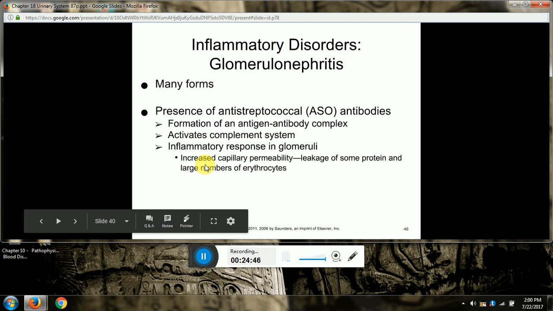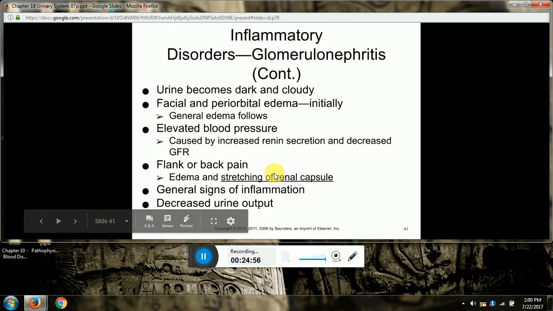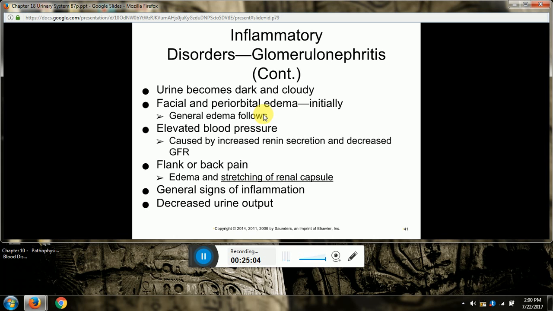That leads to the destruction of the capillaries in the kidneys and leaking of lots of protein and large numbers of red blood cells in urine. So if you look at the urine, it becomes very dark and cloudy because now there's lots of protein and lots of blood in there. Because of loss of the protein, there will be swelling and edema, especially in the face and around the orbit, around the eyes, so facial and periorbital edema. That's at first, and then later on, if the condition worsens, then there's generalized edema everywhere in the lower limbs, in the abdomen leading to ascites, could even be in the lungs leading to pulmonary edema.